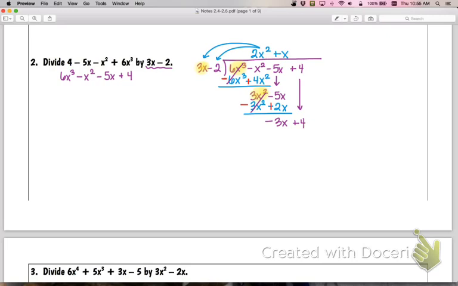So one more time, we have to look at the first term. 3x times negative 1 would make negative 3x, so negative 1 goes up top. And we distribute that. I get negative 3x plus 2. Subtract, flip the signs, and see what we get. So this time, we did not get 0. We get 2. And so that tells us what the remainder is. So 2 is the remainder. You may want to add that in your notes.